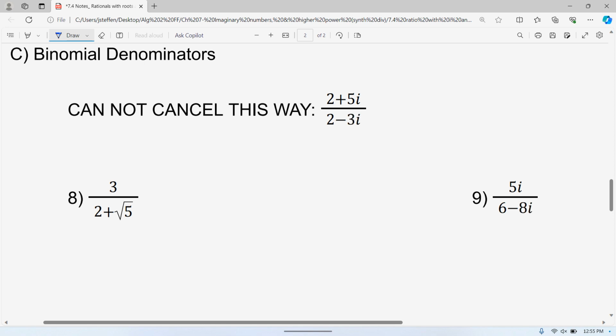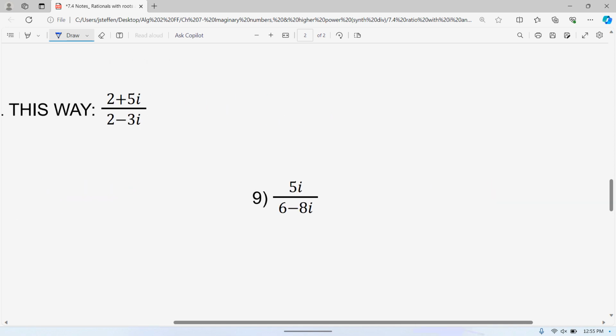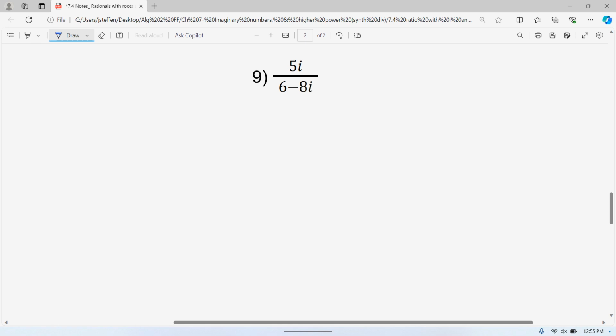Okay. So, number 8, moving on to number 9. Again, to get rid of this number in the denominator, we want to multiply the top and the bottom. We want to multiply by 1. So I'm going to multiply the bottom by 6 plus 8i, which means you need to multiply the top by 6 plus 8i. Now, one of the reasons I'm trying to repeat myself a lot is multiply by 1, so that both numerator and denominator are the same.